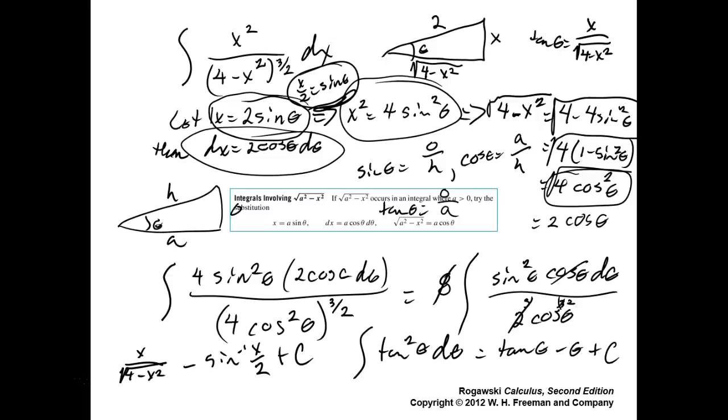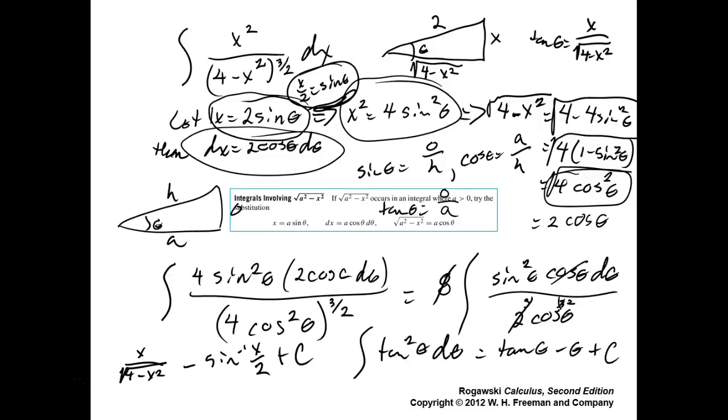Okay, so let's see how they did. Okay, wound up with this x over square root of 4 minus x squared, good, minus inverse sine of x over 2, good, plus c. Got it?